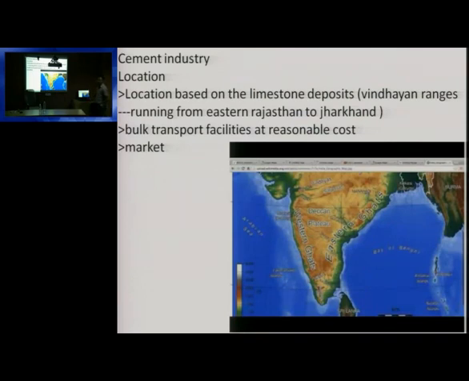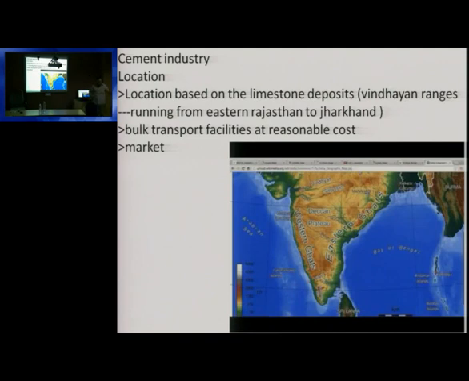See, cement industry, one of the best. If they ask a question about the cement industry, it will be one of the easiest. You have the Vindhyan range. For cement, you need limestone. Where do you find limestone in the Vindhyan range? Rajasthan and all this is human-made geography, okay? But nature-wise, it's the Vindhyan range.